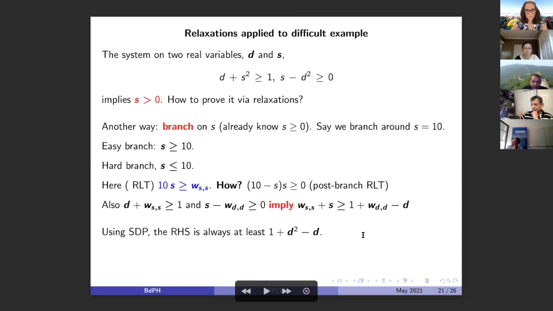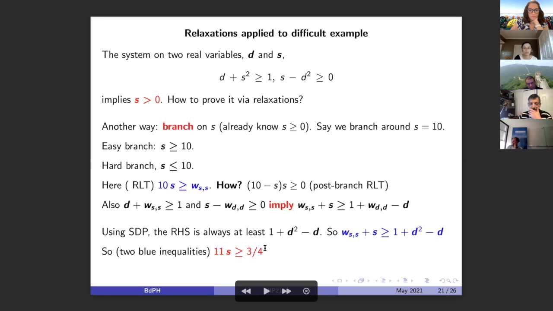And now we will combine the two inequalities, this blue one and the new one, WSS plus S at least 1 plus D squared minus D. So the blue inequality holds by RLT. This black inequality holds without writing it, it's just linear algebra. And so this blue inequality will also hold without actually writing it, it's just linear algebra. Now combining this one with the first blue one, WSS less than or equal to 10S, we get that 11S is at least 3/4, and so S is positive again.